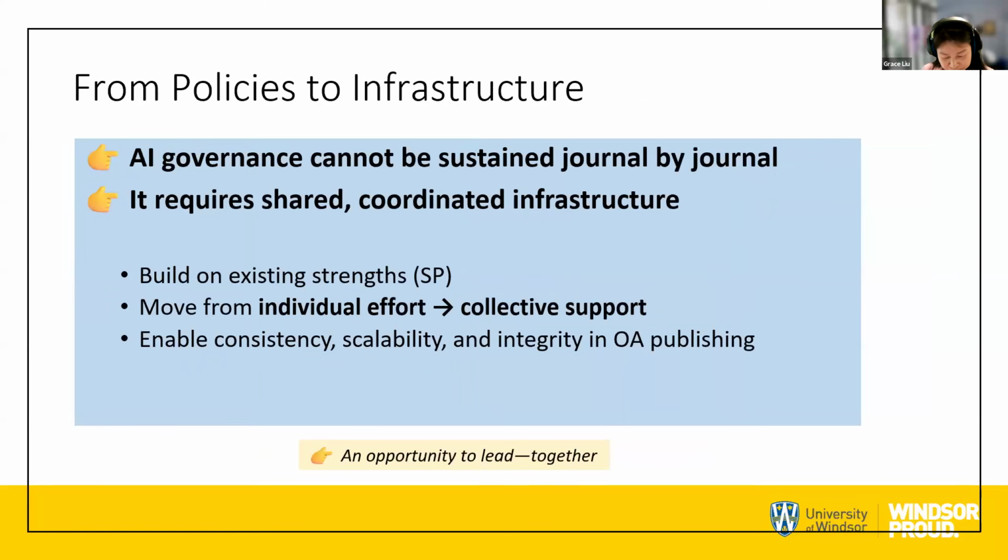publishing. To conclude, policy and AI governance cannot be sustained journal by journal or institution by institution. It requires shared, coordinated infrastructure. This is really about building on what we do well, moving from shared technology to shared governance, and from individual effort to collective support. Not just policies, but the infrastructure to sustain them.